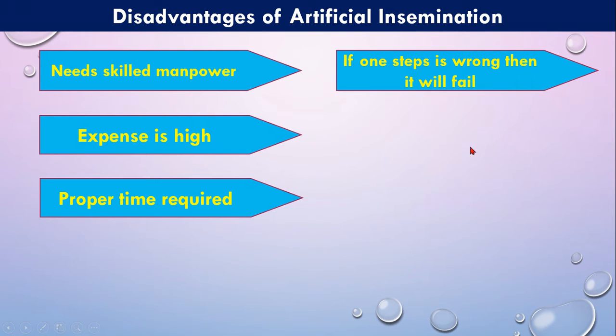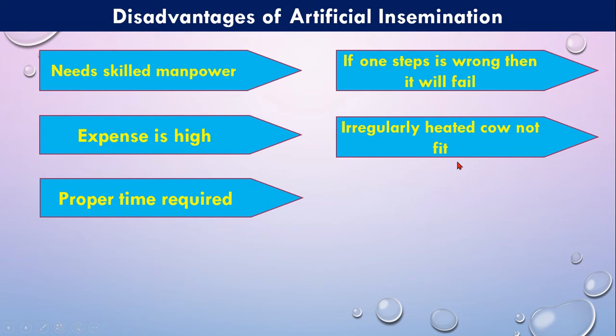If one step is wrong, then it will fail. I told you before as well, it needs skilled manpower. So if you are not skilled in artificial insemination or artificial breeding, that will ruin the whole process of the breeding. That is why, if one step is wrong, the process will fail.